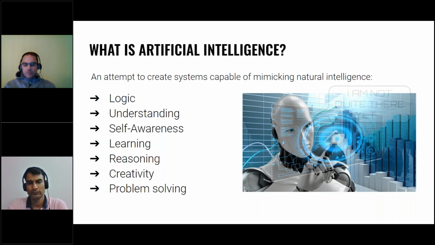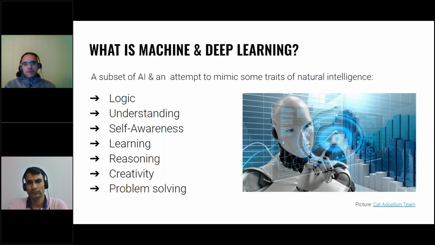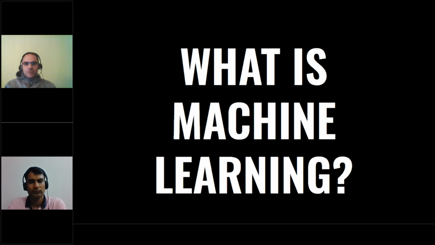But we want to be realistic in this webinar series, so we're going to focus on the feasible stuff. So we're not going to be talking about self-awareness and creativity, those things that are decades or centuries away, but we're going to be focusing only on the stuff that we can use today. And that's the scope of machine learning and deep learning. So let's move on to machine learning.